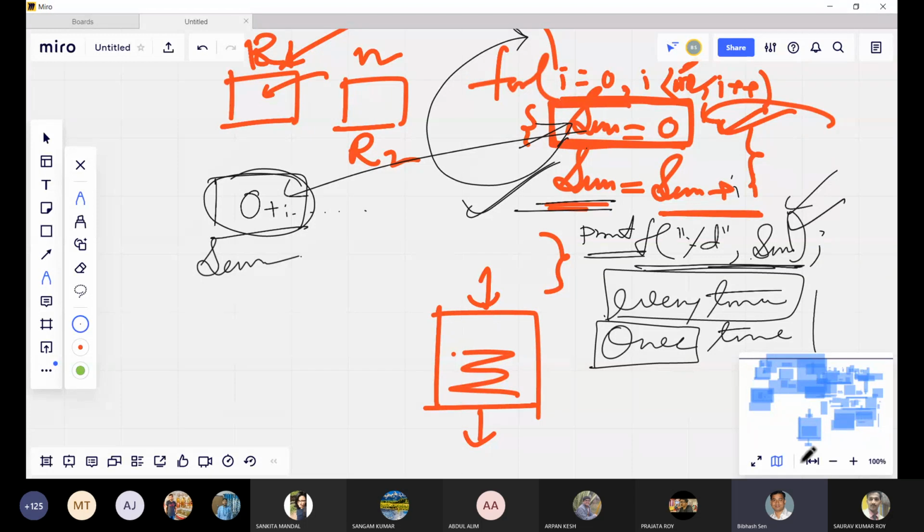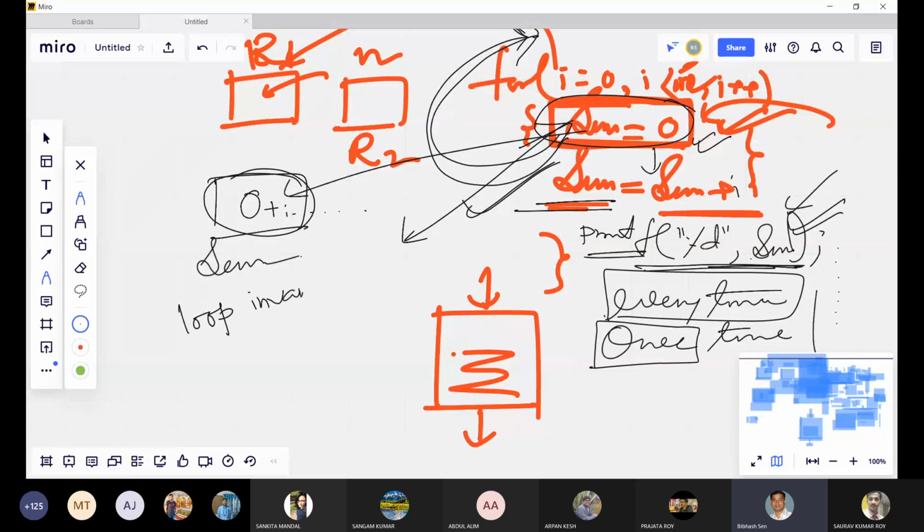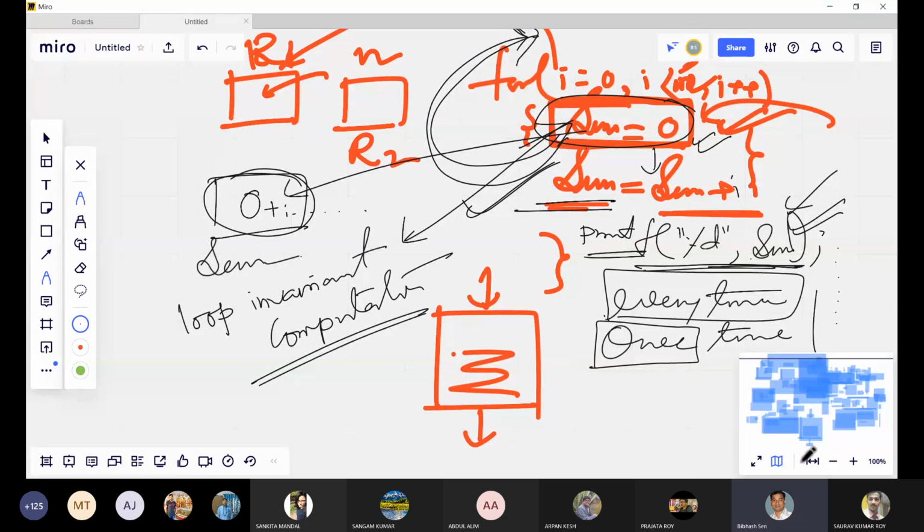Okay. I will get all the sums individually, and the value will be printed. But my question is, if this value is required only once and that is sufficient, then you keep it outside. Am I clear? Yes, sir. So this type of statement is called loop invariant computation. Is it clear?